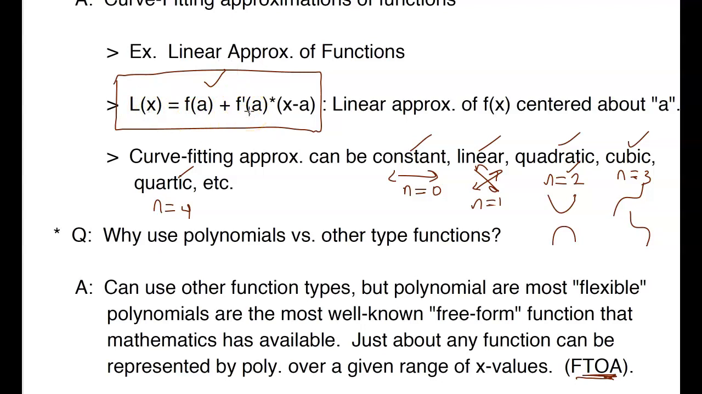And then after that, you'll see what it looks like when we want to approximate something quadratically or cubically or quartically. Okay, so we'll start that next.